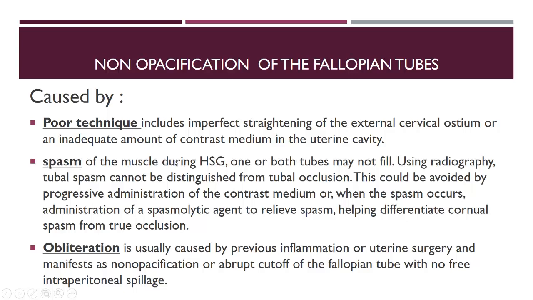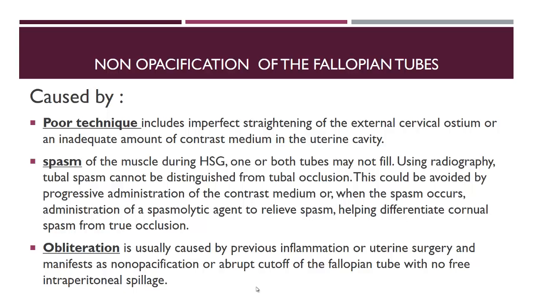Second, spasm of muscles during hysterosalpingography: one or both fallopian tubes may not fill. Using radiography, tubal spasm cannot be distinguished from tubal occlusion. This could be avoided by progressive administration of contrast media, or when spasm occurs, administration of a spasmolytic agent to relieve spasm, helping differentiate cornual spasm from true occlusion. Obliteration is usually caused by previous inflammation or uterine surgery and manifests as non-opacification or abrupt cut-off of the fallopian tube with no free intraperitoneal spillage.